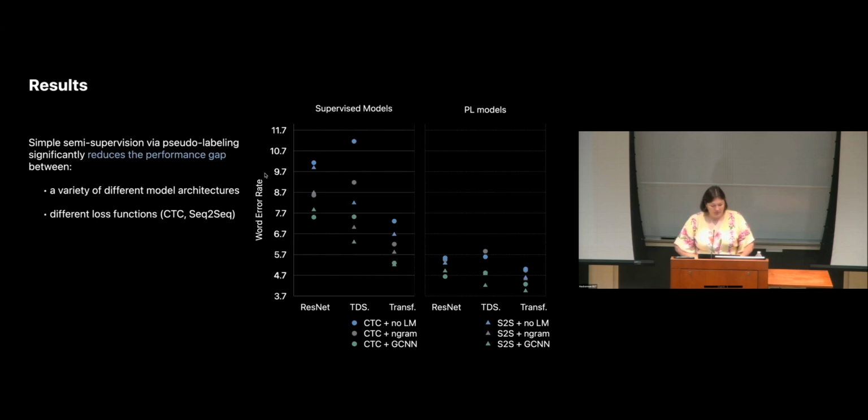Okay, so the first result which we saw is, first of all, pseudo-labeling and having the unlabeled data significantly reduced the gap between the different architectures and between different losses. So here you can see supervised models on the left. You see that there is a very big discrepancy between different architectures and also between CTC and seq-to-seq. But then when we apply the unlabeled data, we see that the gap reduces and they are very close to each other, even if you compute the relative improvement between the models.